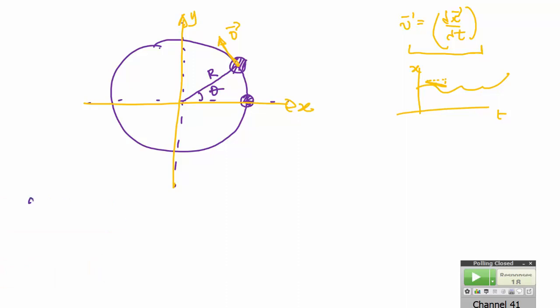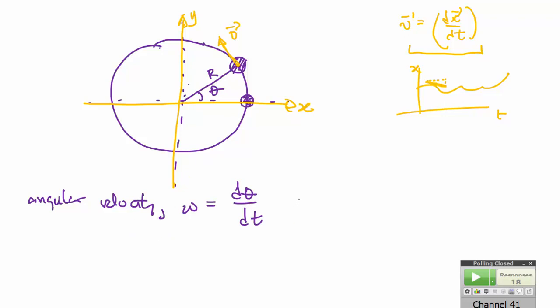Now I'm going to define a new quantity called angular velocity. Angular velocity omega is defined as the rate at which the angle subtended by the object at the origin changes. It's radians per second. As this object moves around in a circle, the angle it subtends with the x-axis changes. When the object is at this location, the angle is different. The rate at which that angle changes is defined to be what?